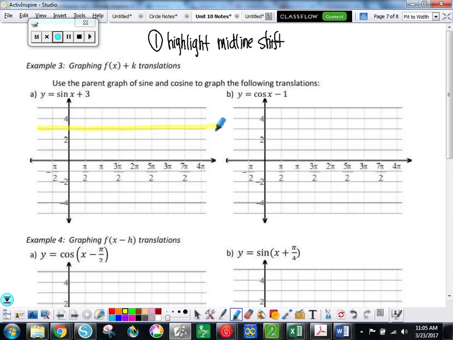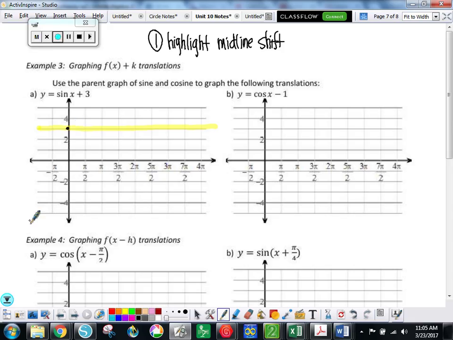Then you have to kind of ignore the numbers. After you do that, my second step will be the translations left-right. We don't have to worry about that on these first 2 problems. After I do that, I just look at this sign. This is my new midline. So does sine start at 0 or does it start at 1? Starts at 0. So I'm going to put my first point on here.